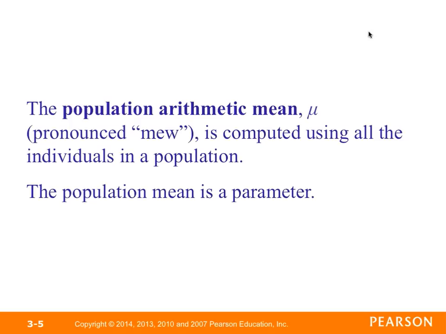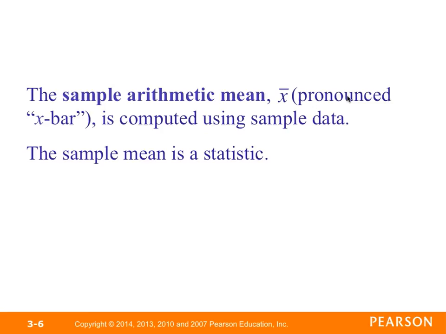Now the population mean, which is mu, a symbol that you might see, it's a Greek letter, is computed by using all of the individuals in a population. Since it's a population, that means that the population mean is a parameter, not a statistic.